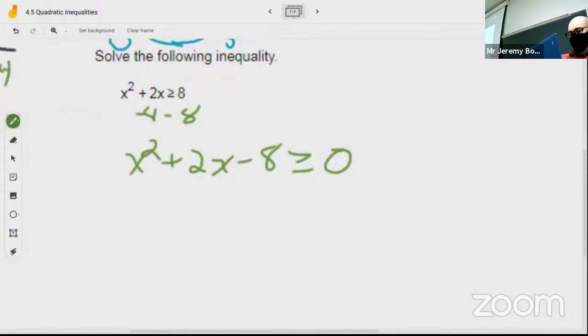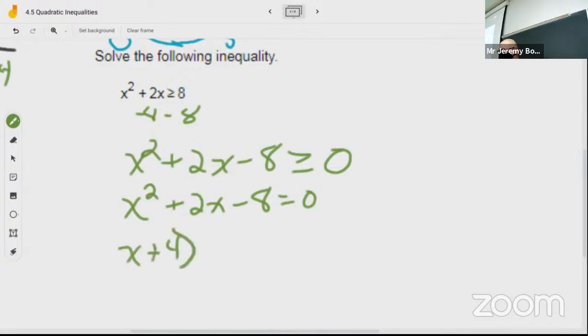So we're going to set this equal to 0. We're going to have x squared plus 2x minus 8 equal to 0. And after that, what's it going to be? x plus 4 times x minus 2.